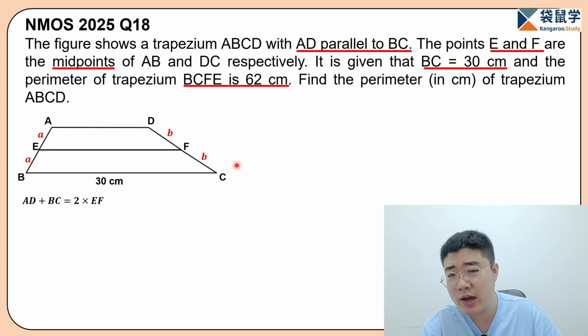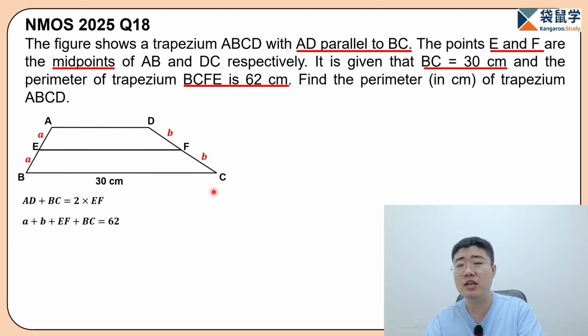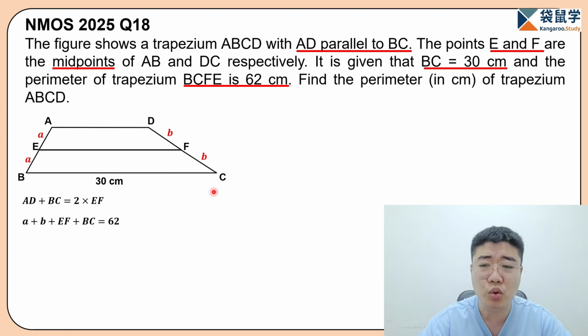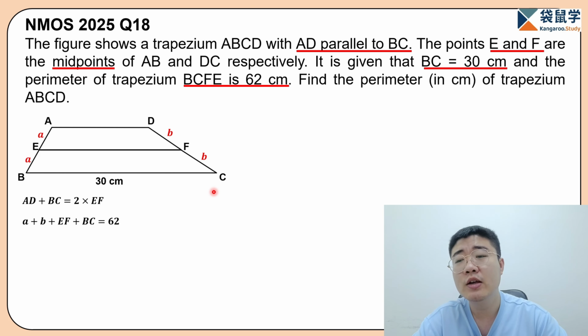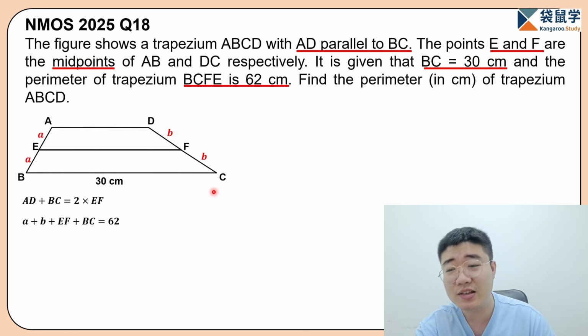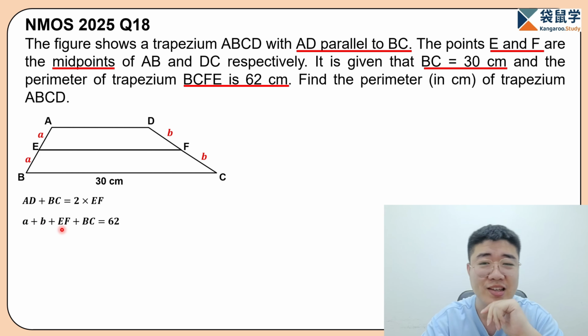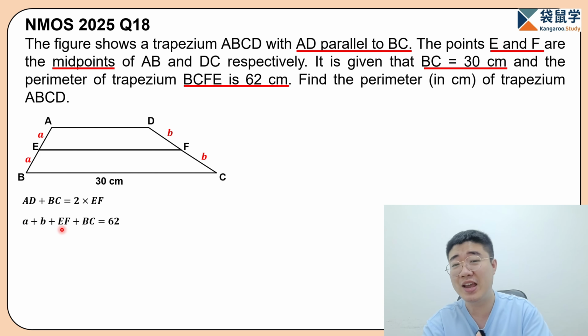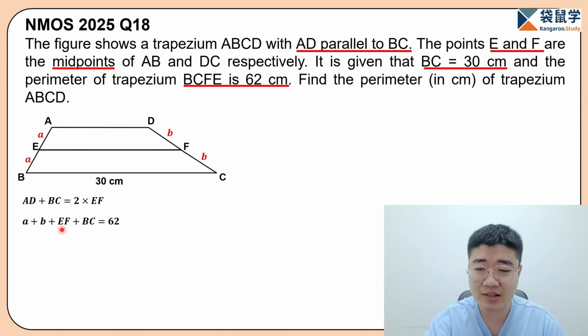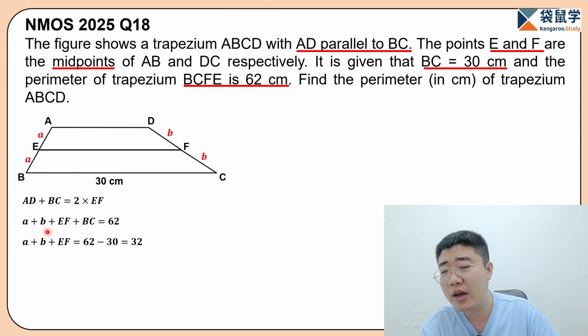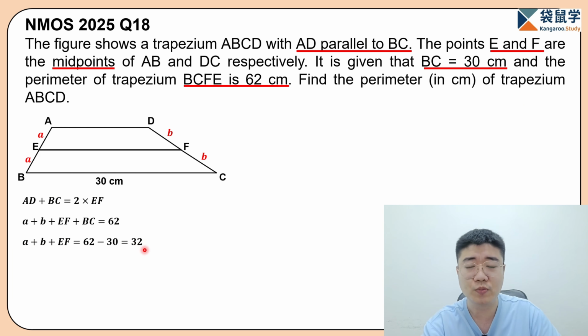Now everything added together for the trapezium BCFE, we will get A plus B plus EF plus BC, which equals 62. Knowing that BC equals 30, how long are the remaining 3 sides, A plus B plus EF, everyone? This will just be 62 minus 30. So we find out that A plus B plus EF is actually equal to 32.